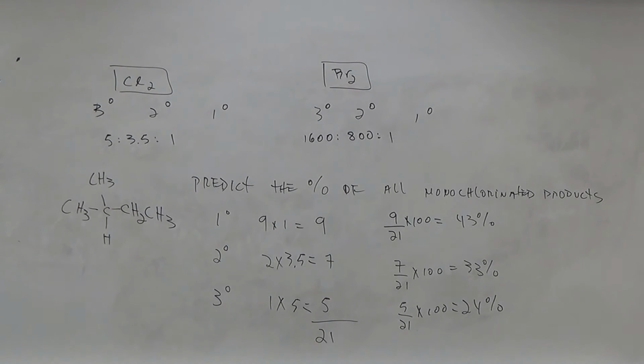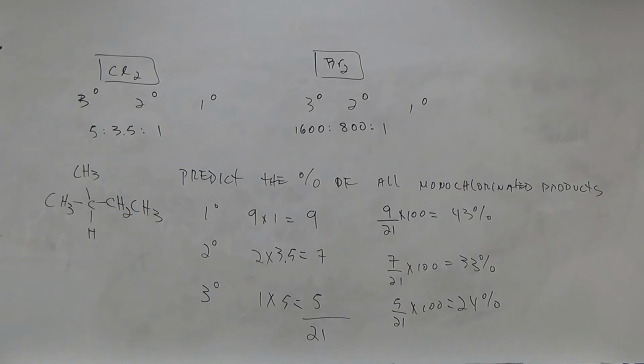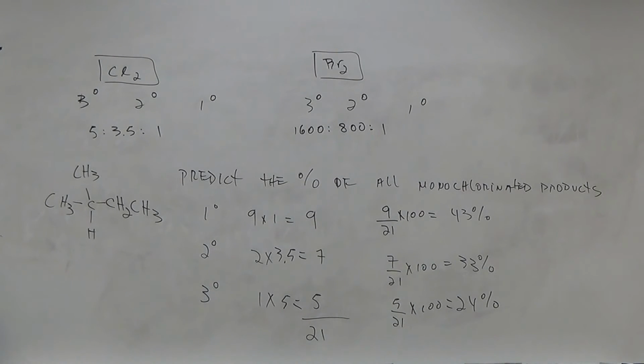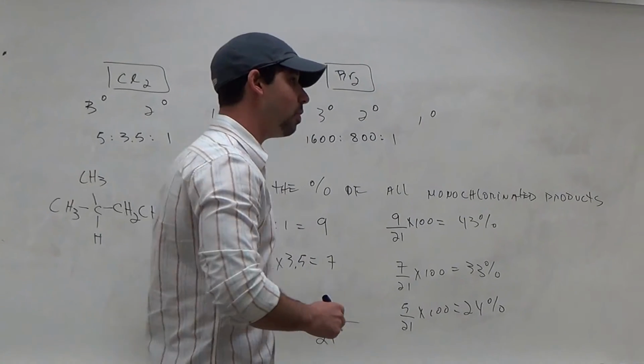So tell me. This monochlorinated product is going to be what percent? Maria? You don't know? How much is it? This is a tertiary. Yeah. Is this tertiary? Uh-huh. 24%.